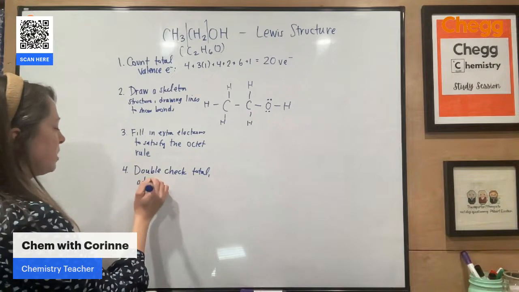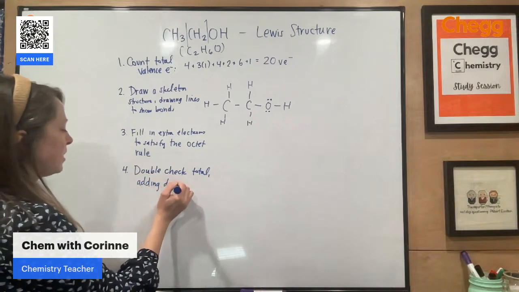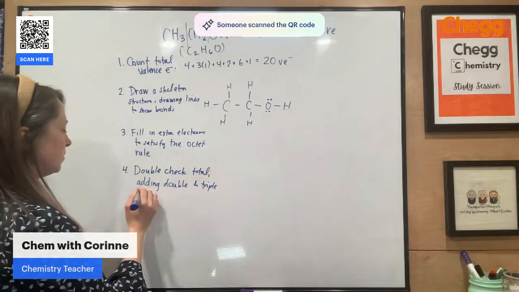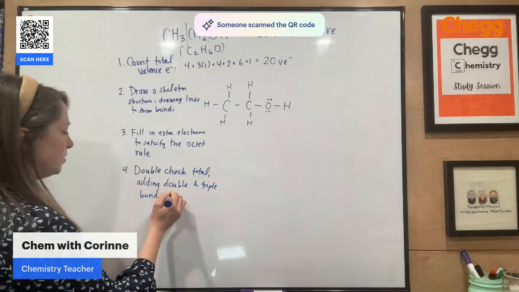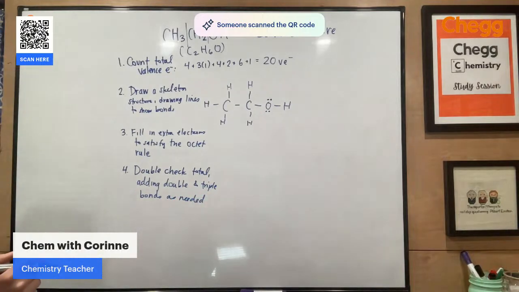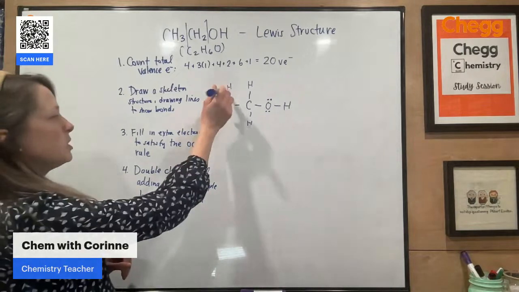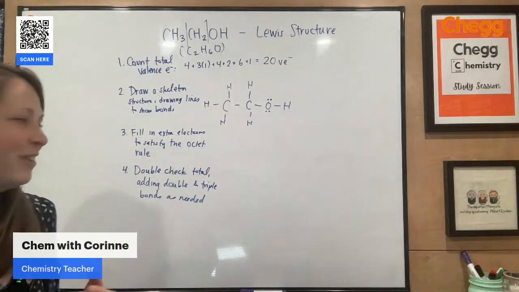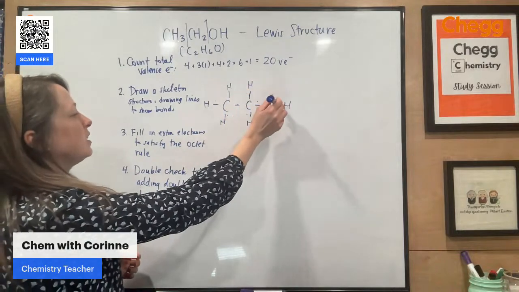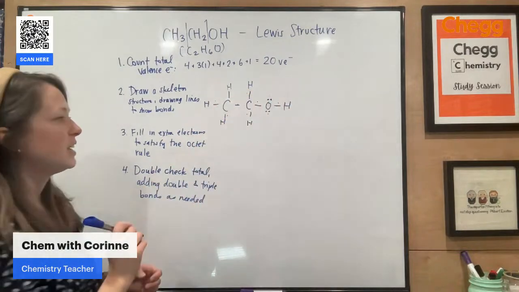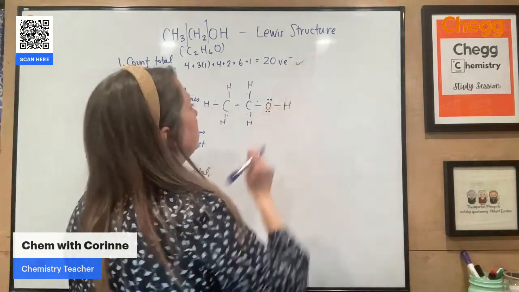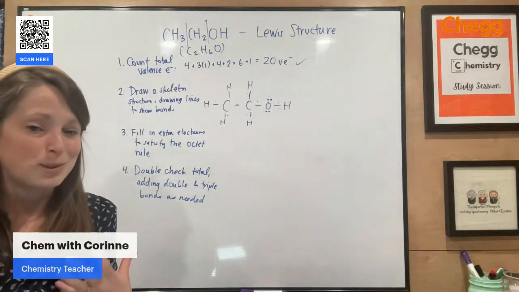And this is where you end up adding double and triple bonds as needed. All right, so now looking at this, let's go ahead and count everything up. So I'm going to draw little dots so you can see where I'm counting. So I have 2, 4, 6, 8, 10, 12, 14, 16, 18, 20. So everything has the 20 electrons, and then this is good. All right, so those are the 4 steps for drawing a Lewis structure.